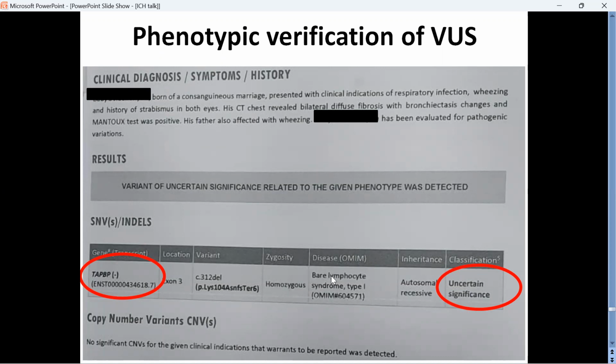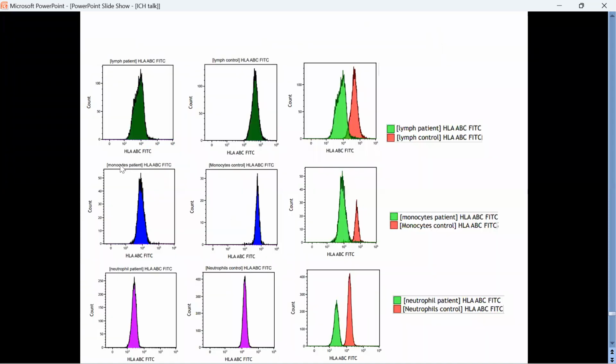We have a case here where we did an exome sequencing and it was diagnosed as bare lymphocyte syndrome type 1. So we checked MHC class 1 molecules, as I just discussed with you. This is a control sample and this is the test sample. The first one is the patient, the second is the control, and when I overlap both of them, the patient population shows slightly lower expression of HLA-ABC compared to the control. The green color is the patient, and the red or orange one is the control.